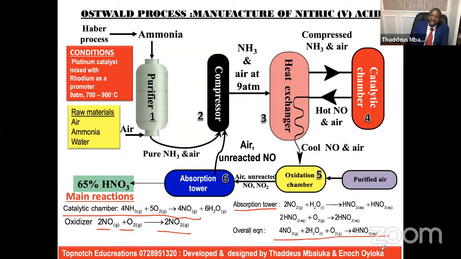Then you're going to be told what the pollution effects are here. The pollution effect associated with the manufacture of nitric 5 acid is the release of nitrogen 2 oxide and nitrogen 4 oxide to the atmosphere. When explaining the pollution effect using nitrogen 2 oxide, remember to say that nitrogen 2 oxide is first oxidized to nitrogen 4 oxide, which dissolves in rainwater, forming acid rain. Then nitrogen 4 oxide also dissolves in rainwater, forming acid rain. That's very important for you to understand.